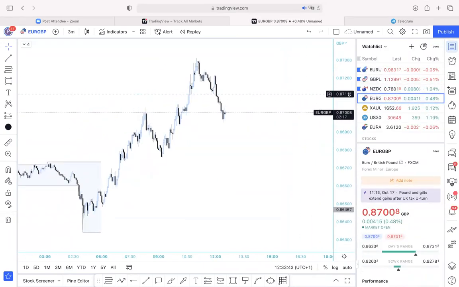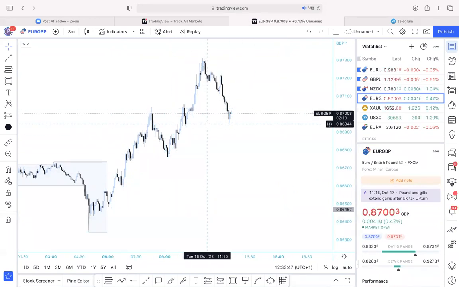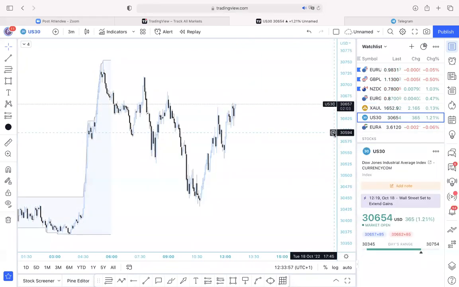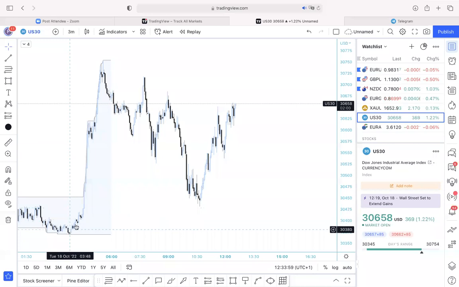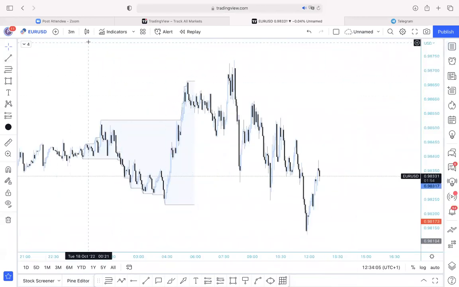Euro GBP, same. I don't like the market structure that has formed on lower time frames. But again, later we will take a look at higher time frames for a better understanding. Gold, I'm not interested in gold at all. And US 30, the same. I don't like this push during Asian range. So let's go back and focus on higher time frames.